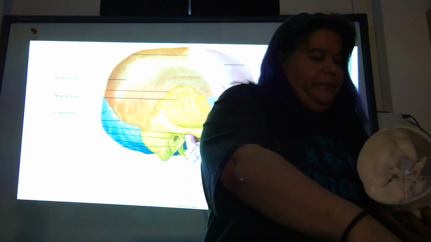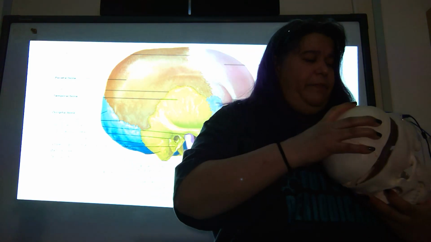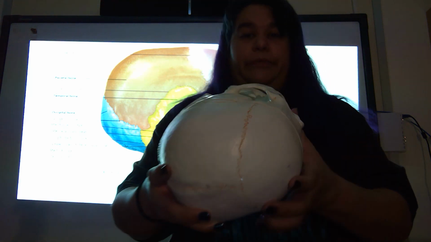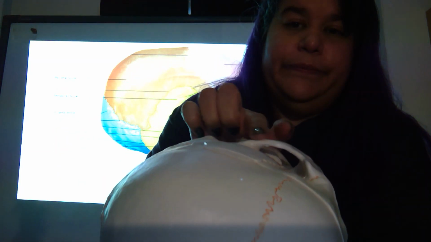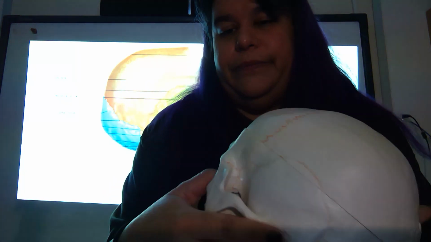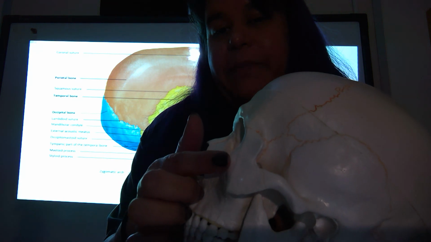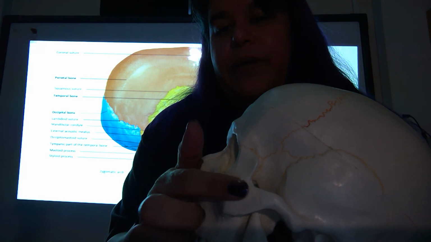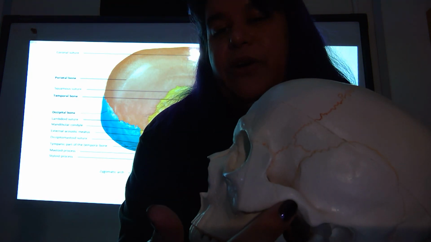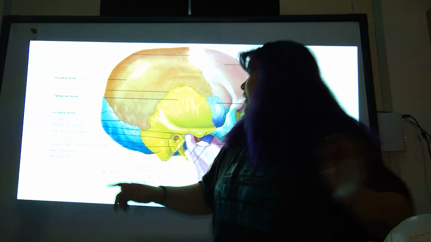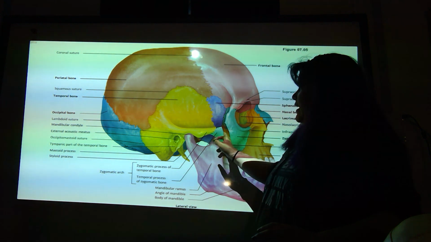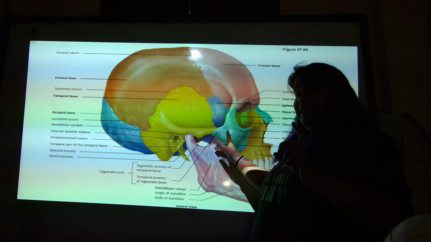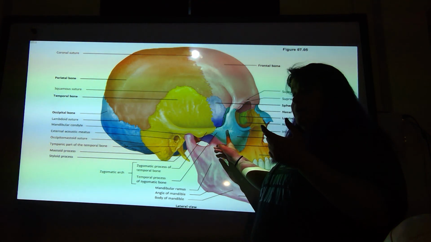So the zygomatic bone makes the cheekbone with this arch here, okay? And part of that arch is created by the zygomatic bone, but then the back part of this arch is created by the temporal bone. So that zygomatic arch, that whole thing, has two halves to it, depending on which bone it's coming from.